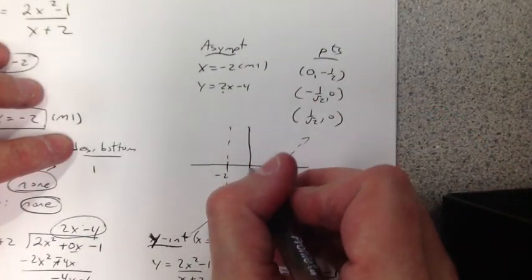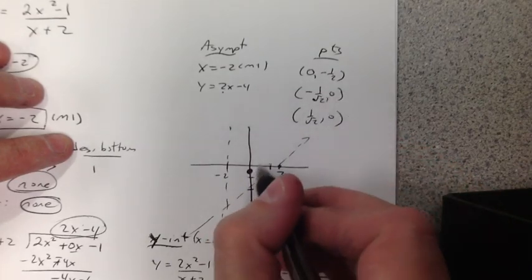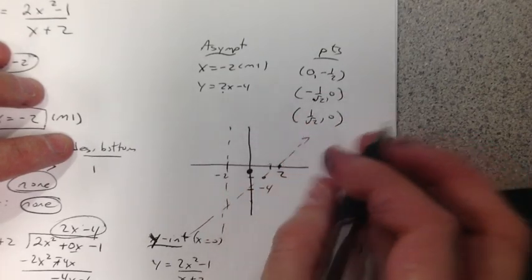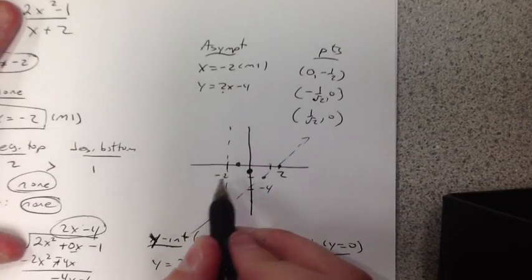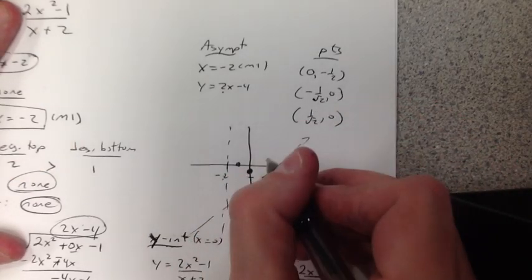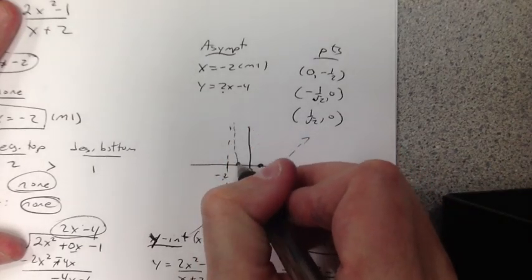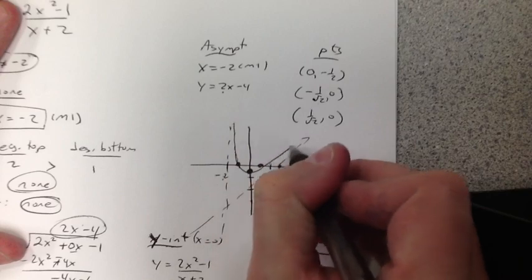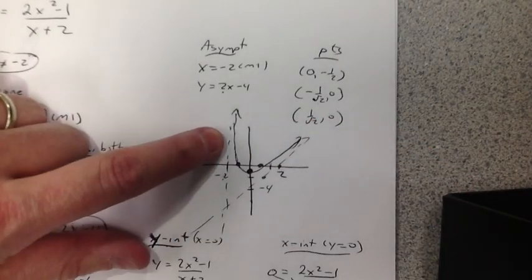My y-intercept, 0, negative 1/2. My x-intercept, negative 1 over root 2, so that's right over here. It's not less than negative 1, I know that. And it's positive 1 over root 2, so it's right over here. So if I graph it, it's going to look something like this. Not perfect.